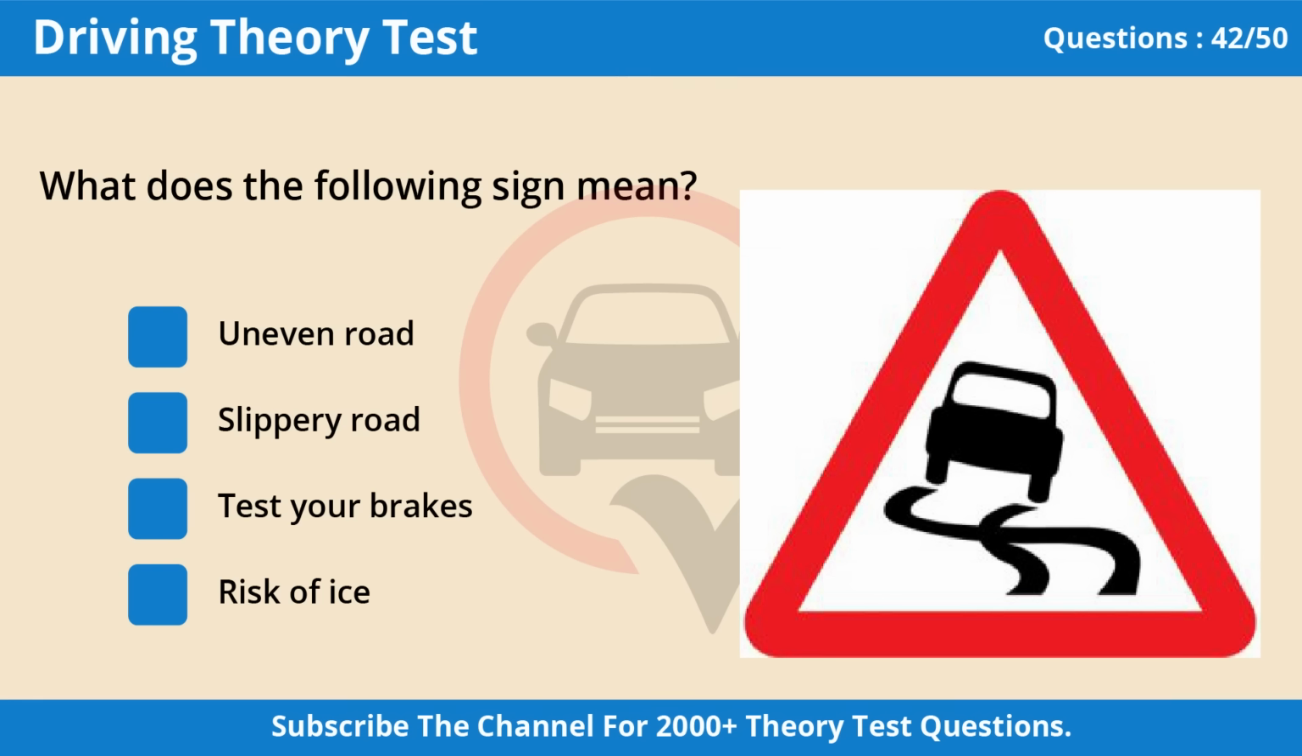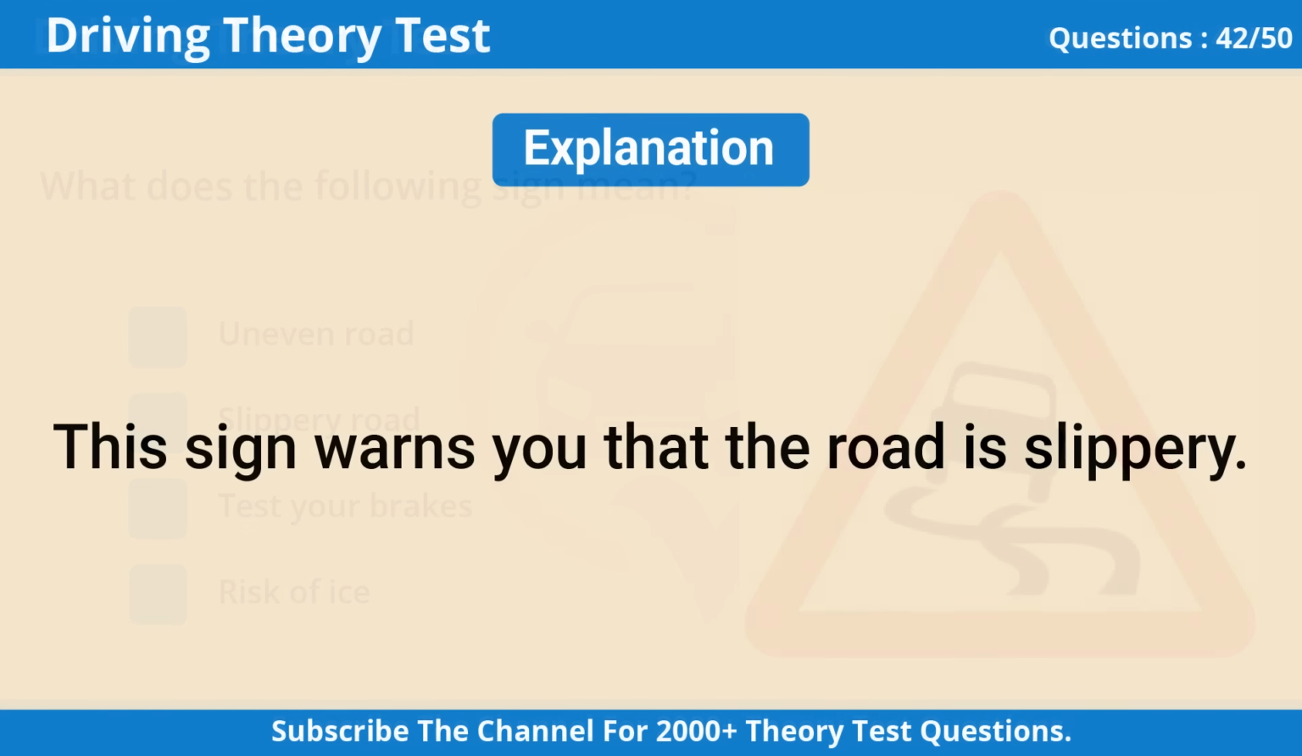Question 42. What does the following sign mean? A. Uneven road. B. Slippery road. C. Test your brakes. D. Risk of ice. B. Slippery road. This sign warns you that the road is slippery.